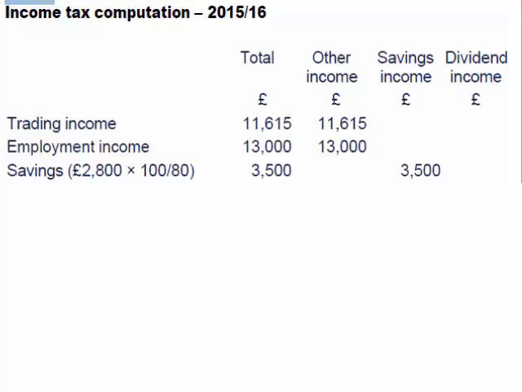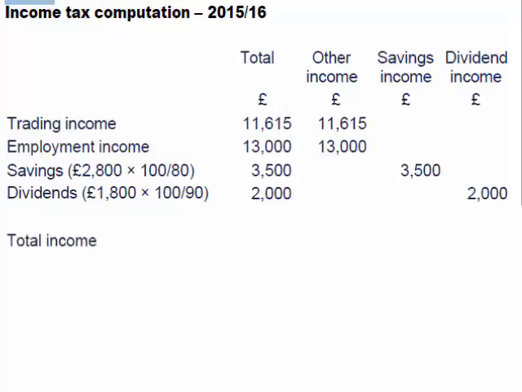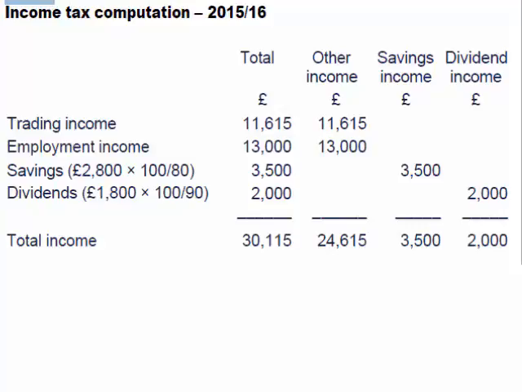We then have dividend income. The amount received per the question was £1,800, and that needs grossing up by 100 over 90. And so the gross figure there is £2,000, and that goes in the dividend income column. So the total income is £30,115, of which £24,615 is other, £3,500 is savings, and £2,000 is dividends.